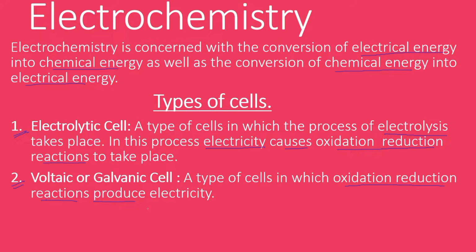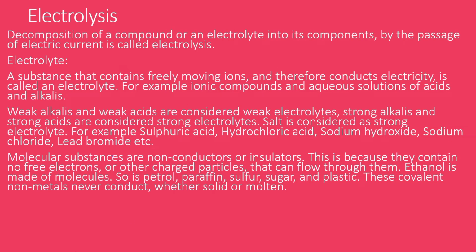Now, what is meant by electrolysis? Electrolysis is the decomposition of a compound or an electrolyte into its components by the passage of electric current. What is an electrolyte? It's a substance that contains freely moving ions, and therefore it conducts electricity. For example, ionic compounds and the aqueous solutions of acids and alkalis are called electrolytes.